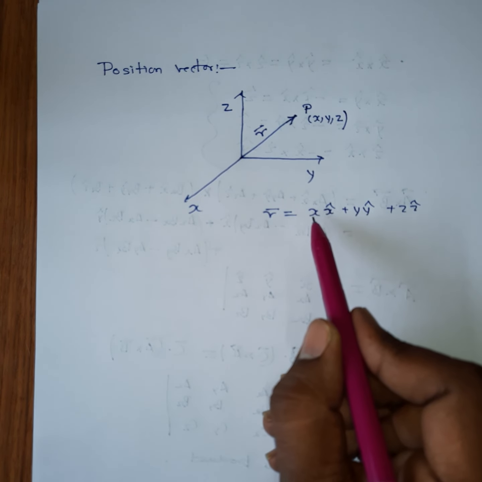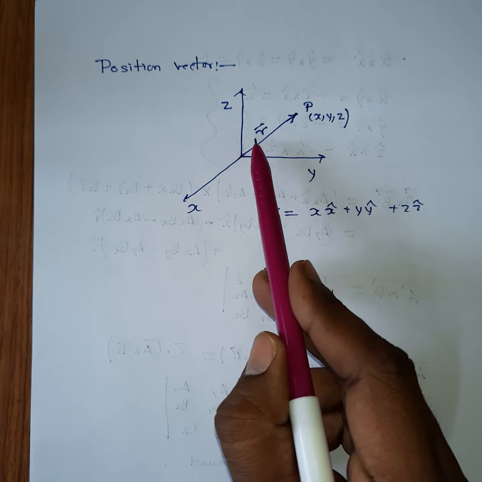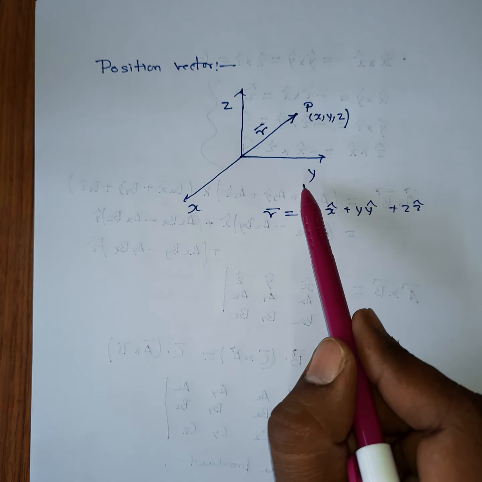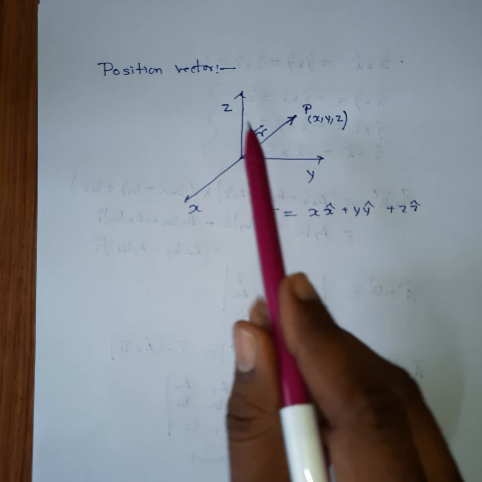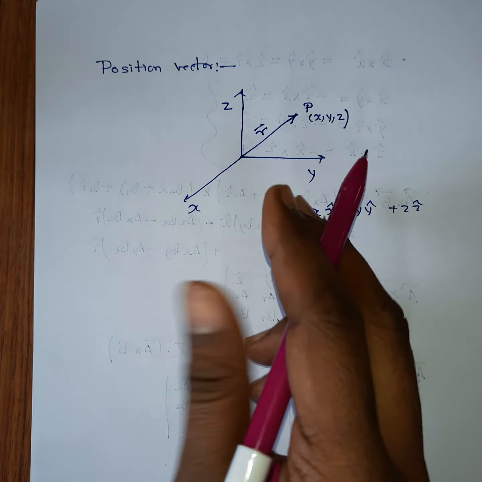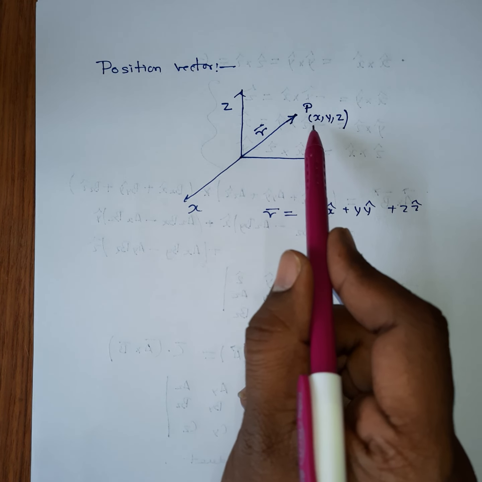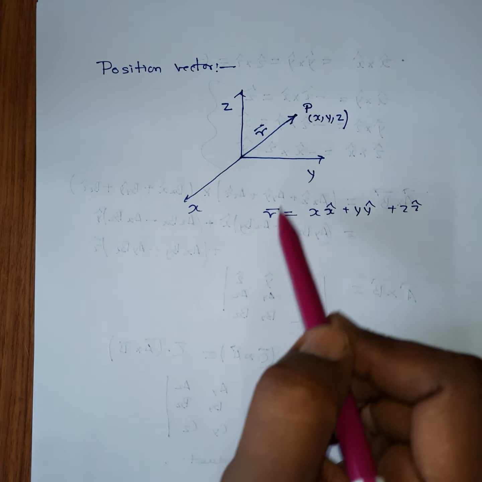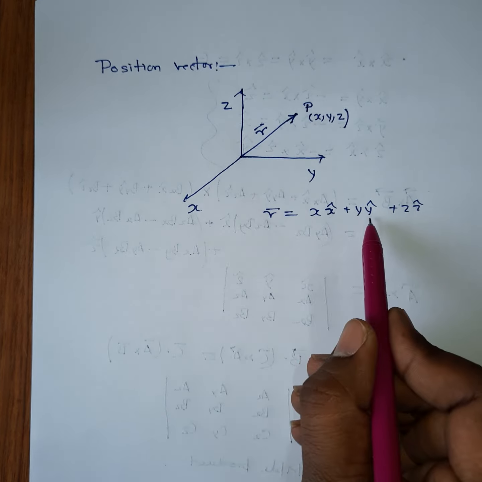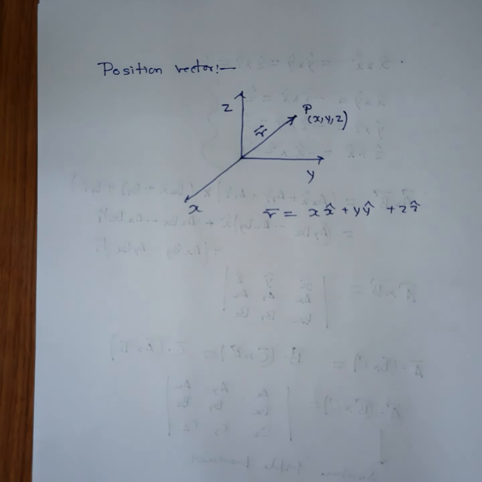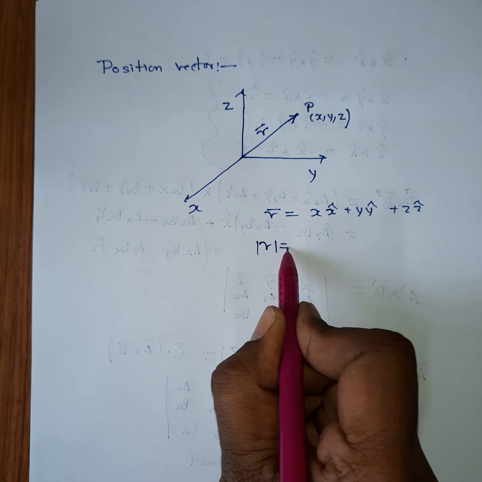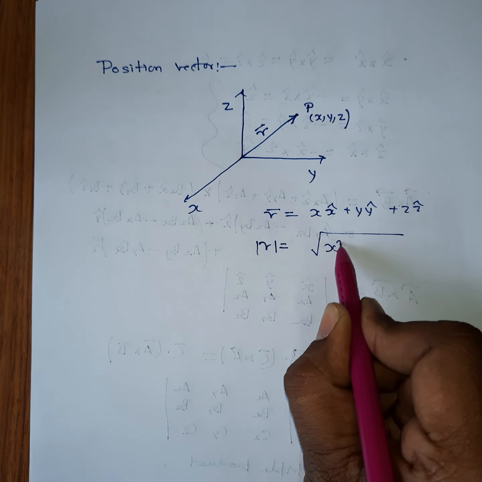Yeah, simply you can say that x is the projection of r vector along the x axis, y is the projection of r vector along the y axis, and z is the projection of r vector along the z axis. So if you list its coordinates at some point, then you can write its position vector in terms of the unit vectors x cap, y cap and z cap. As we have already discussed, its magnitude can be written as the magnitude of the position vector.